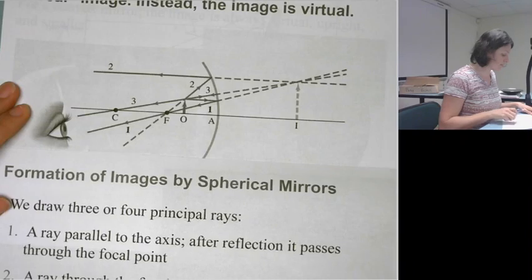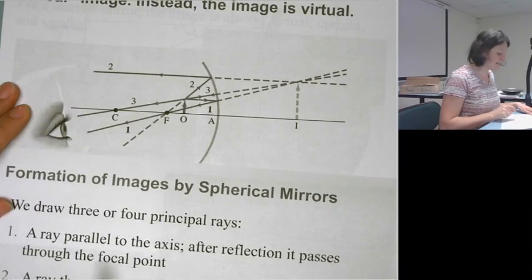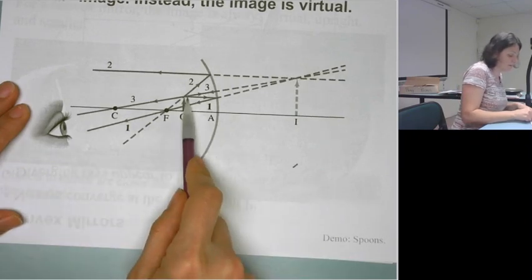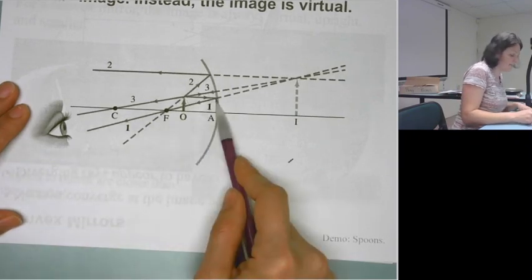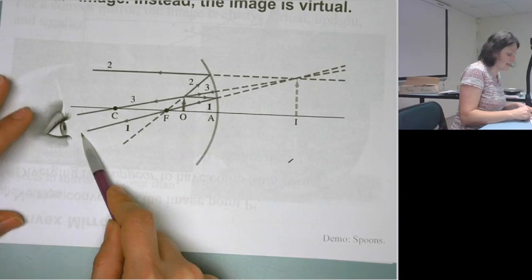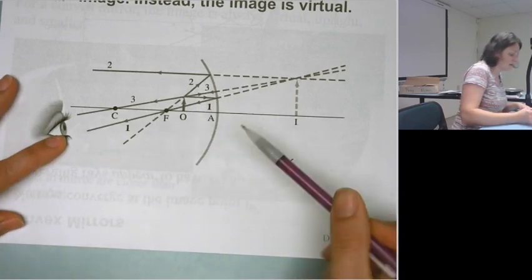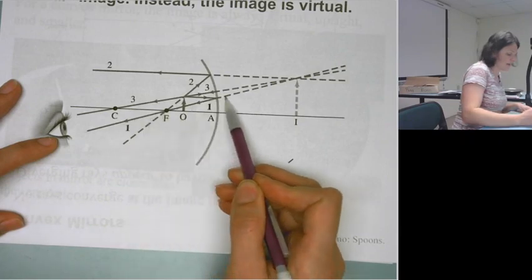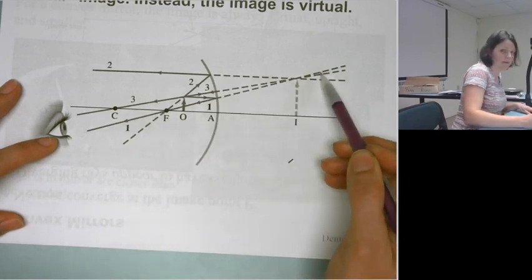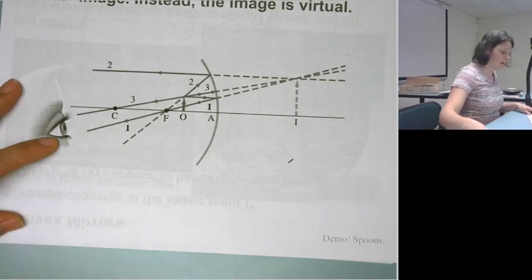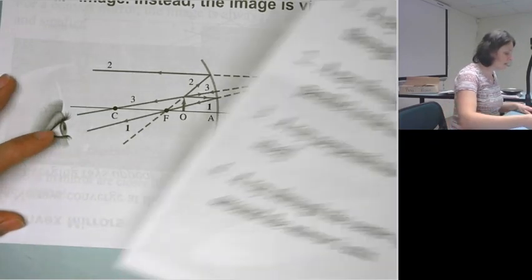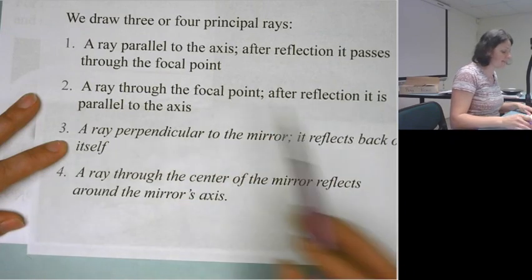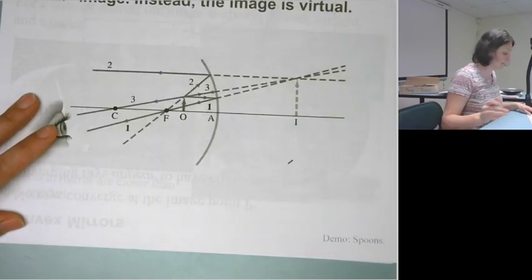So we're going to draw 3 rays. A ray parallel to the axis passes back out through the focal point. So it comes in parallel like this, and it passes back out through the focal point like that. And now we have to imagine that this observer right here thinks that this ray came all the way back from here. The second ray is a ray that comes through the focal point and then it passes out parallel to the axis.